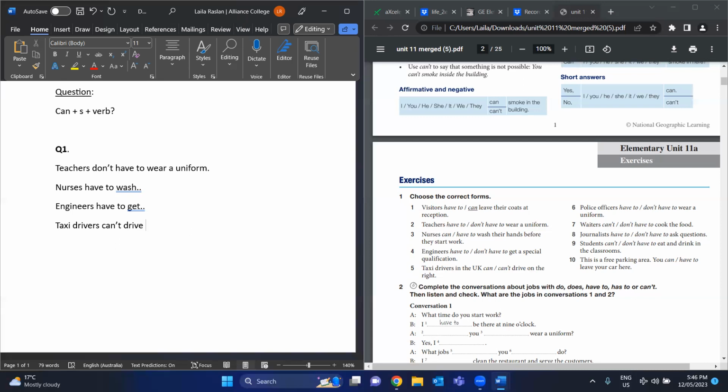So imagine there's a beach and there's a sign that says you cannot or you can't bring your dogs on the beach. You're not allowed to. It's not a choice. So with the negative, you can't smoke in this area. That's the best example. So taxi drivers in the UK can't drive on the right. Number 6, Joanna.